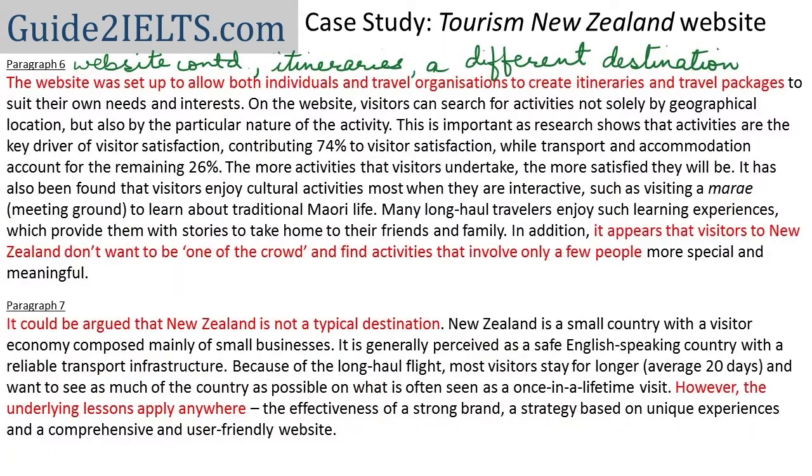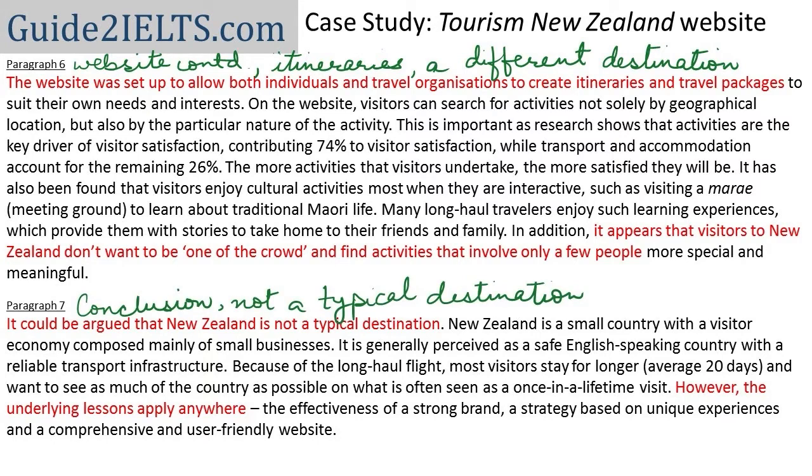And finally, the last 2 paragraphs talk about itineraries, about how people looked at New Zealand as a different kind of a destination. And the last paragraph is kind of a conclusion similar to the introduction because it doesn't seem to be talking about the website. Again, it is talking about New Zealand and how it is not a typical destination, etc.